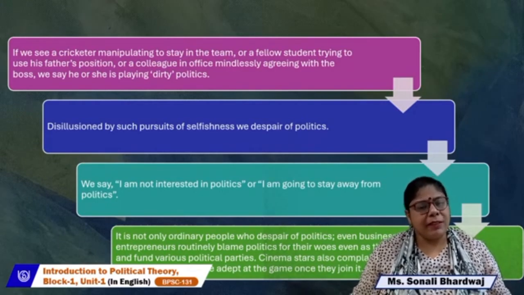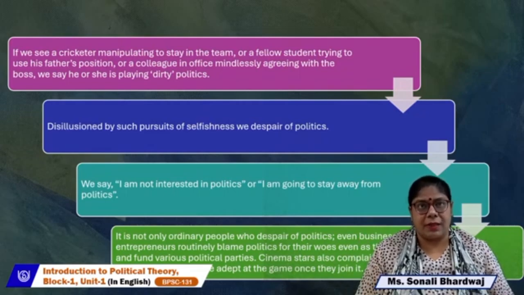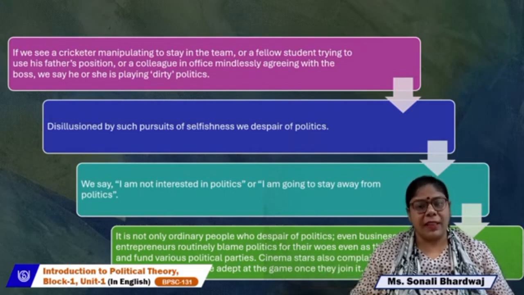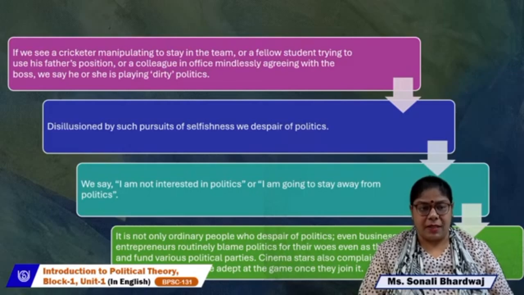But politics is not only this. If somebody is saying something against us, or playing some dirty things, we say it is politics. But it is more than that.